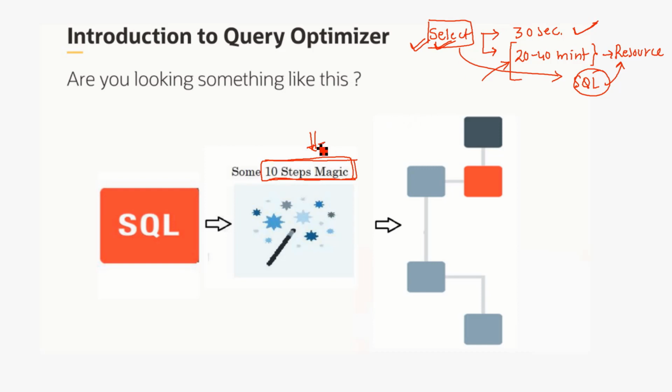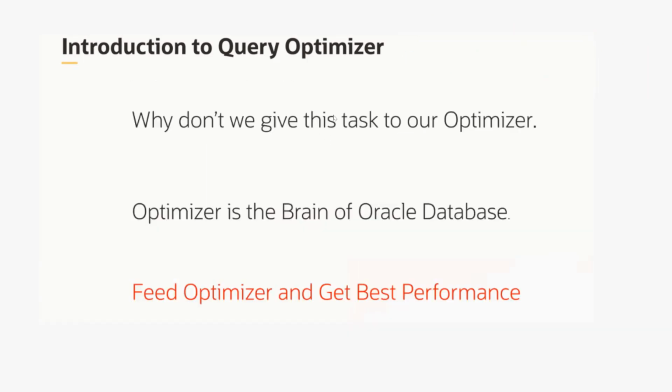So we have the simple 10 magical steps which need to be performed. Why don't we give this task to our optimizer? The optimizer is the brain of the Oracle database. Feed the optimizer and get the best performance. Obviously, these many tasks are being given to the optimizer, like index rebuilding or checking the full table scans and all that.